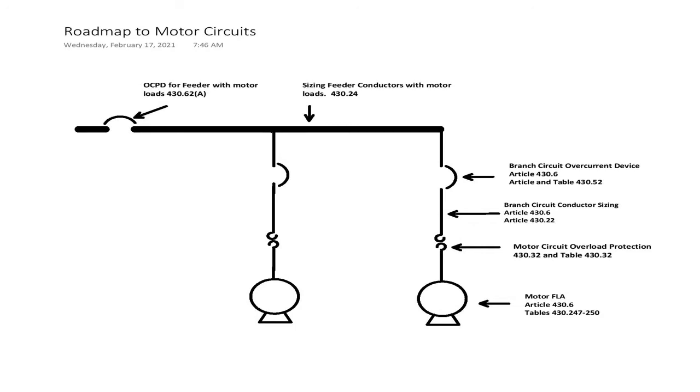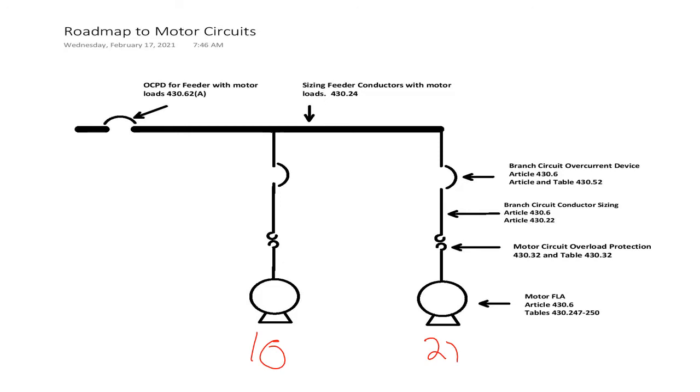Now let's look at sizing feeder conductors with motor loads and overcurrent protection devices for feeders that have motor loads. Sizing feeder conductors with motor loads is found in 430.24, and overcurrent protection is found in 430.62(A). For sizing our feeder conductors with motor loads, I will take the largest motor and increase it by 125%, and then add the remaining table FLA for any other motors on that feeder.